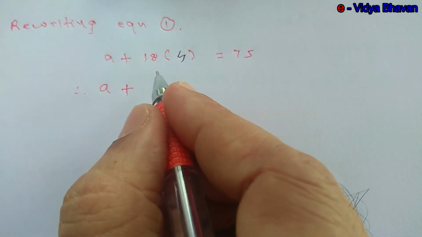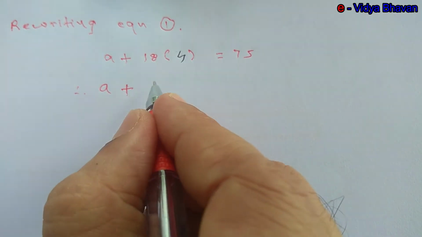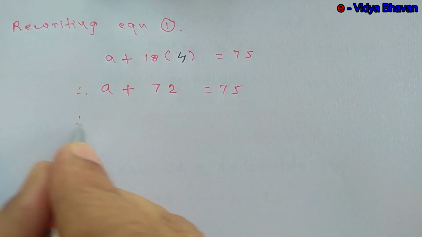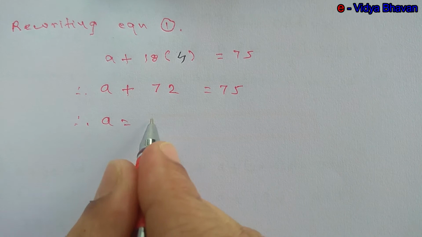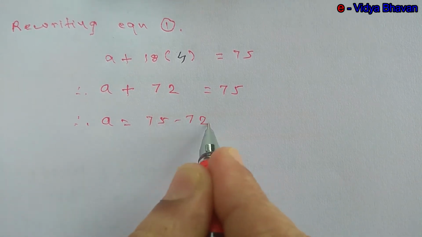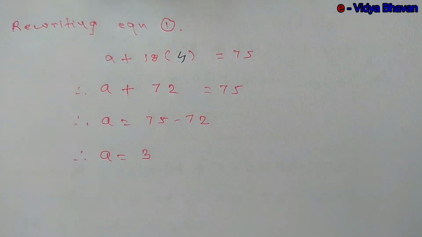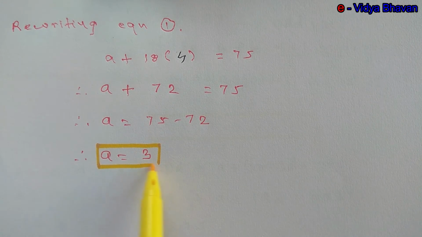A plus 18 into 4 will be giving you 72 equal to 75. Therefore, A is equal to 75 minus 72. Therefore, A is equal to 3. Now, so we got the value of A, first term, A equal to 3. We got the value of common difference D, D equal to 4. Now, what they have asked, find the AP.